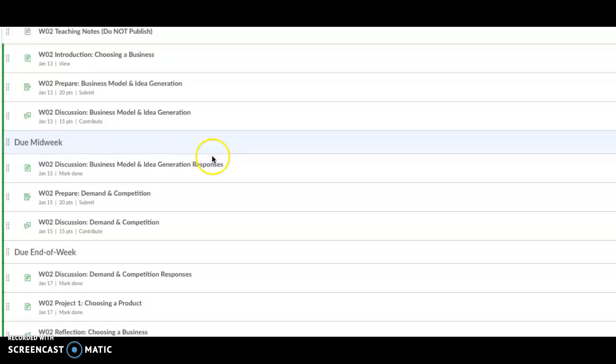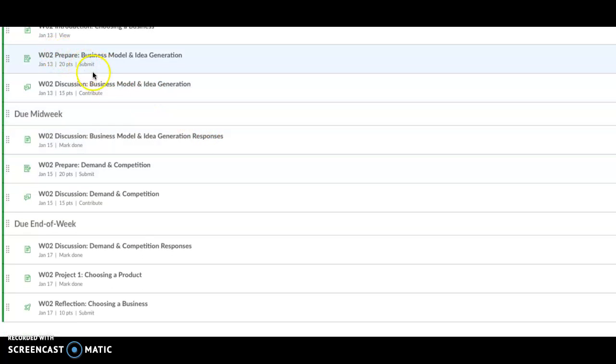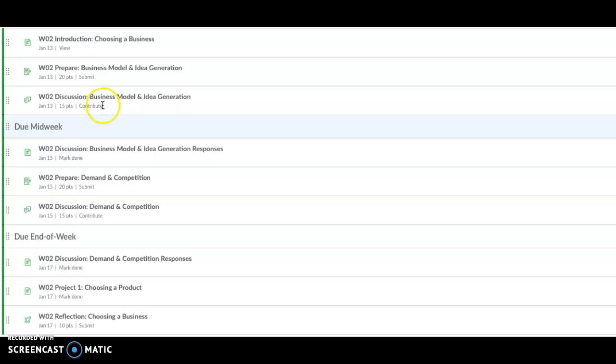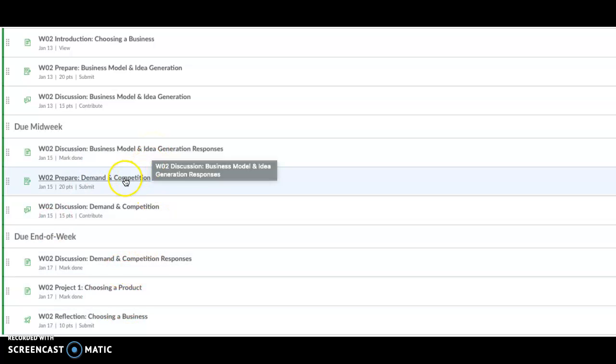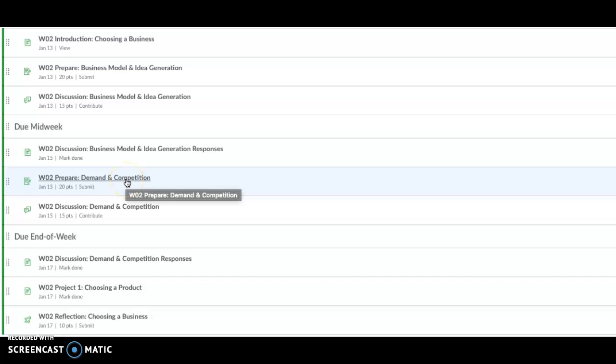You can see down as we peek ahead to week two, you'll follow the standard pattern of early week assignments, midweek assignments, and end of week assignments. We'll have 2 topics that we'll hit next week, and that's standard. We break every week down into 2 topics. Spend the first half of the week on one, the second half of the week on the other. So next week we're going to get into business models and idea generation, and we're going to talk a little bit about demand and competition.